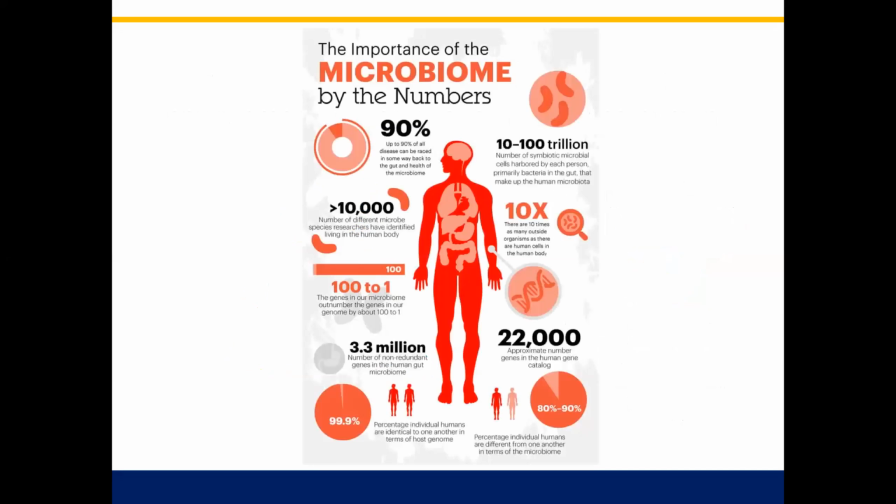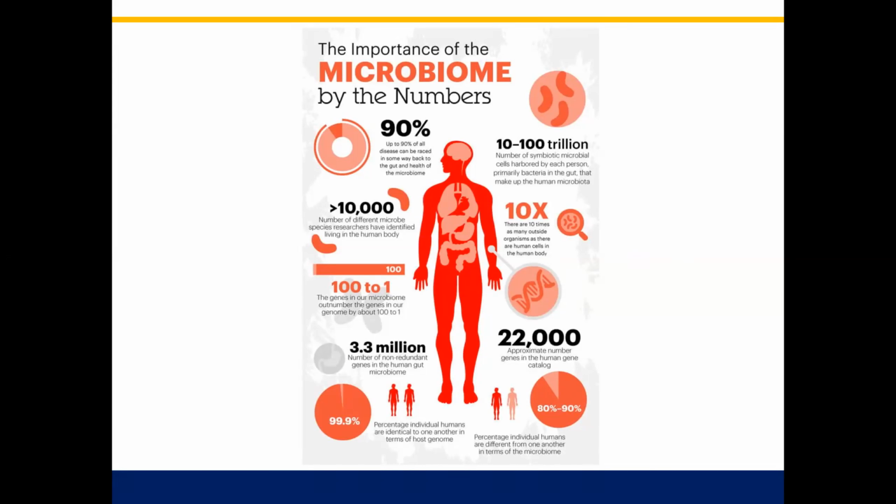Coming to the numbers of the microbiome, human beings are made up of about 3.31 million genes, and when you compare two human beings, we have 99.9% similarity in the genome. Whereas when we look into the microbiome of two individuals, we have 80 to 90% variation. This decides how a human being will function and how they will respond to specific diseases and environmental factors.